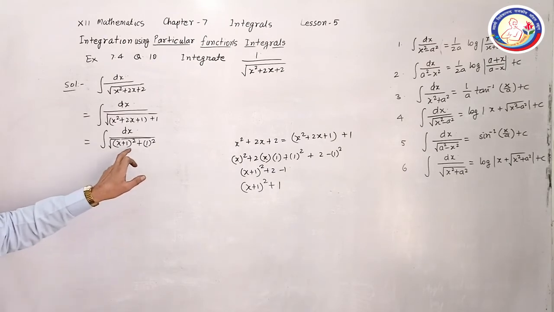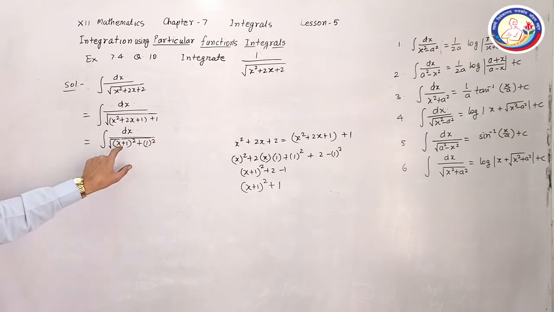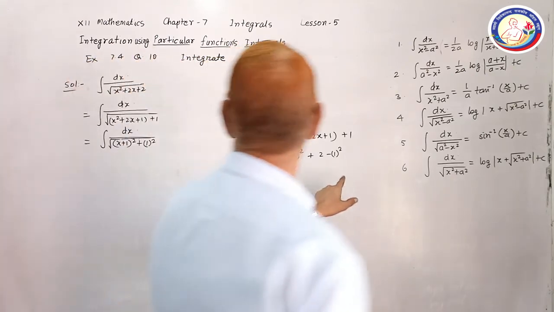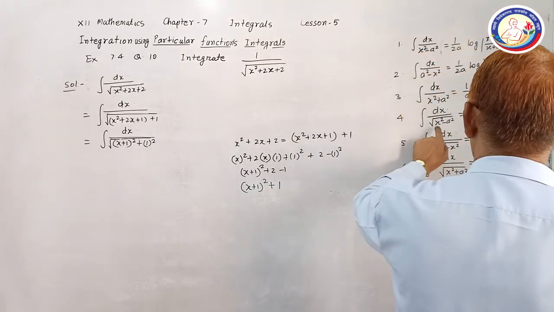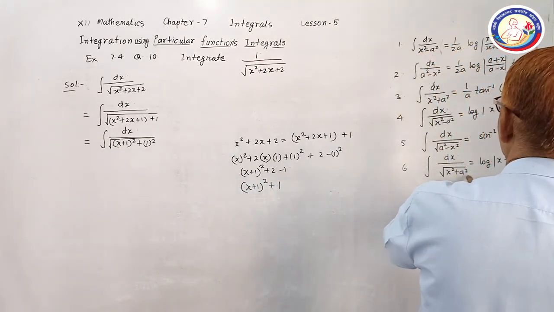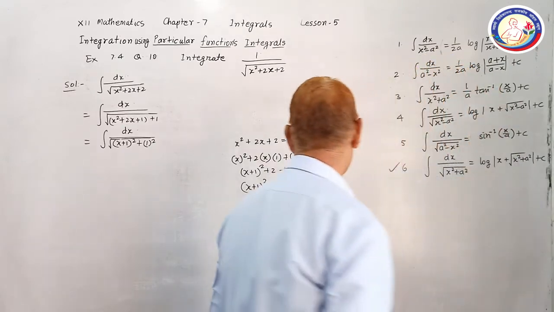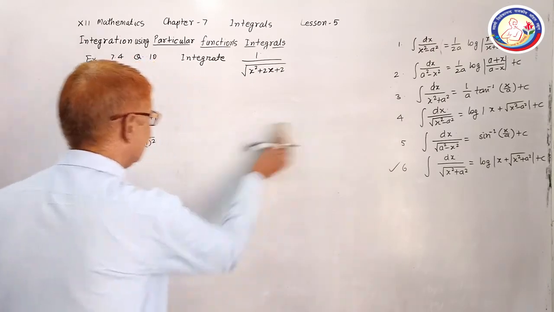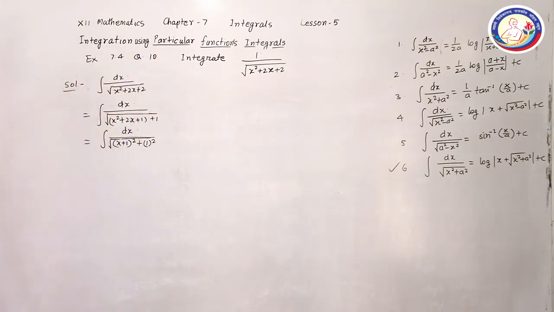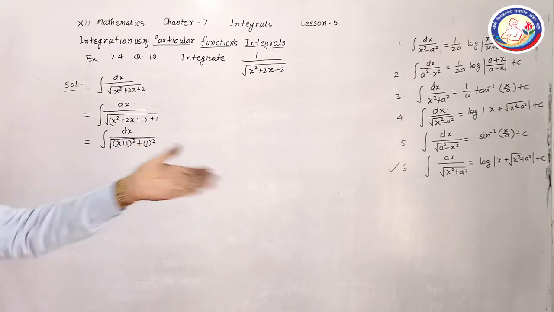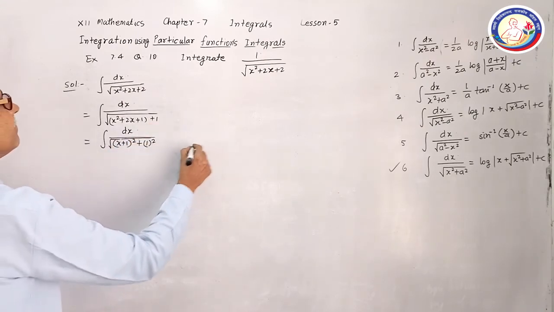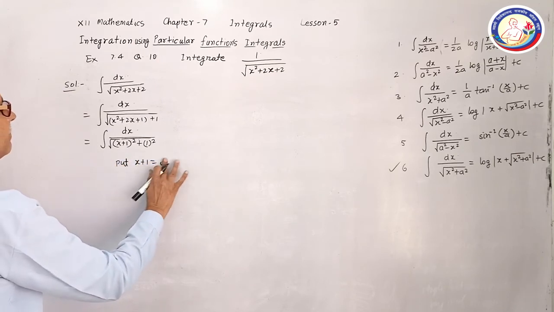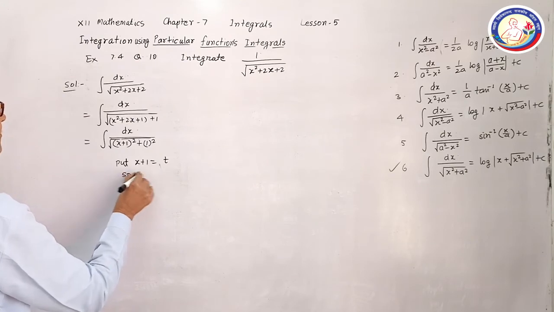It matches with which formula? Square root of x square plus a square. This is the formula. Now put x plus 1 equal to t. You will make it easier. So dx equal to dt.